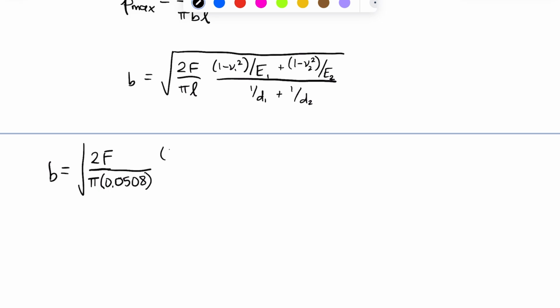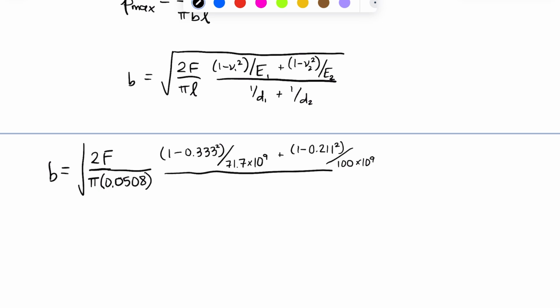And now we need the material constants for each of the materials. So the Young's modulus... Poisson's ratio of the aluminum, squared, divided by that Young's modulus, which was 71.7 gigapascals. So giga is 10 to the 9, plus 1 minus Poisson's ratio of cast iron, which is 0.211, that's squared, divided by 100 gigapascals.